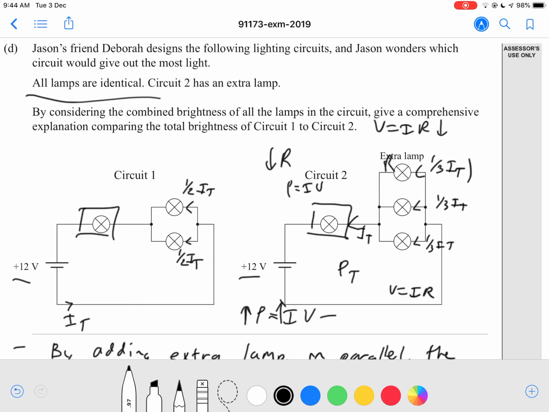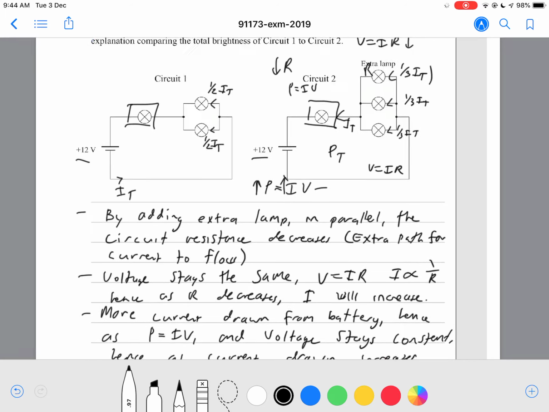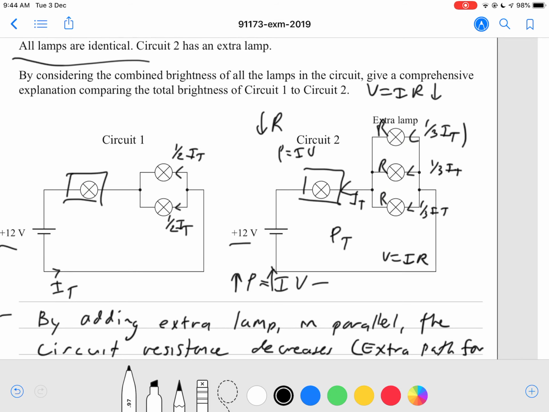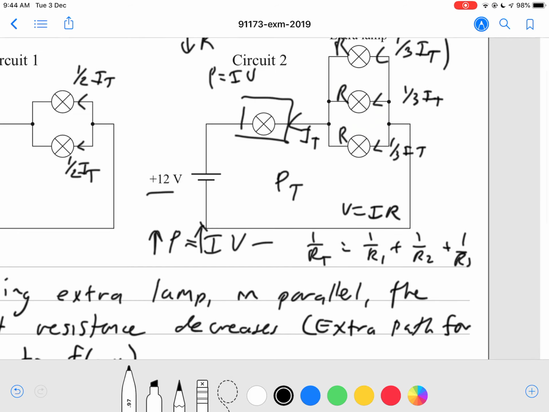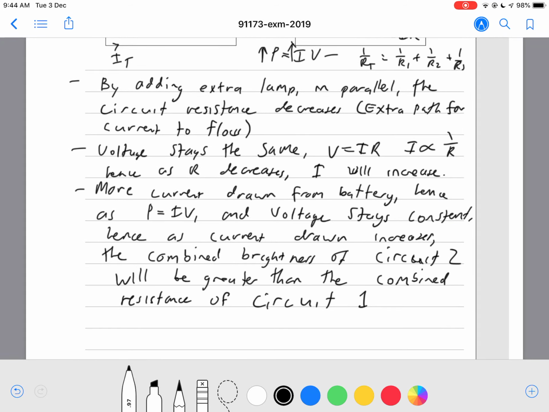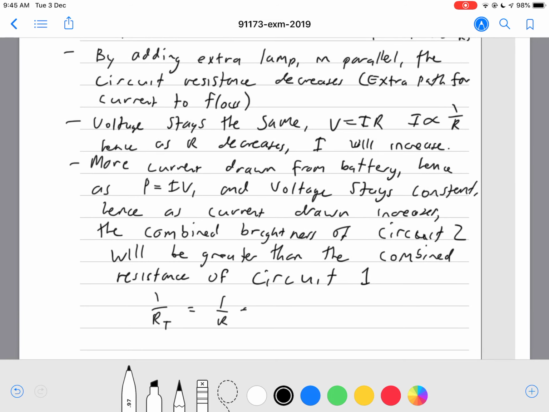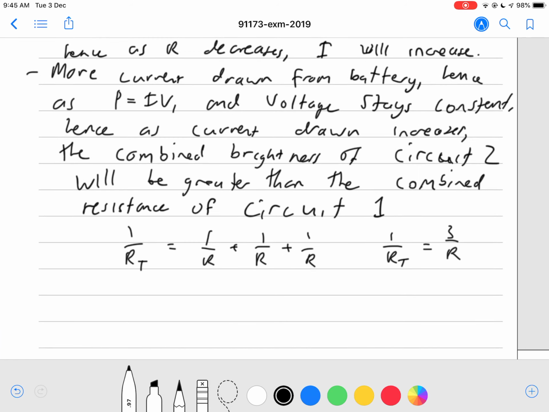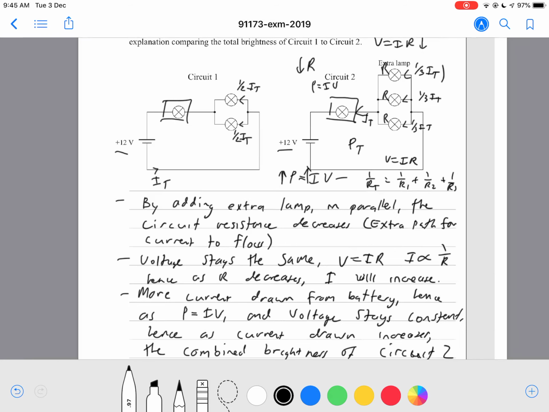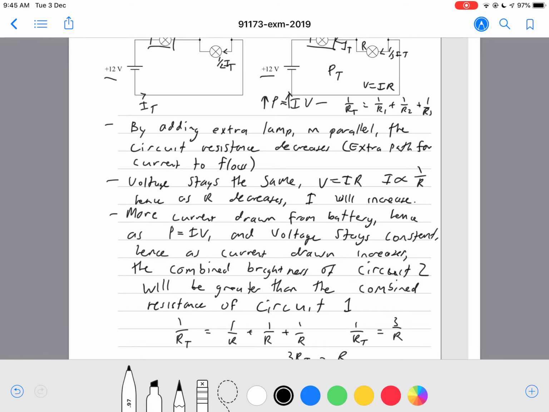So if we say this is R, okay, there is a way to do this. Everything here is R. So 1 over R total equals 1 over R1 plus 1 over R2 plus 1 over R3. So 1 over R total equals 1 over R plus 1 over R plus 1 over R, which is 3 over R. So R total equals R over 3, plus the resistance of the lamp in series. So this will be the total resistance of circuit 2.